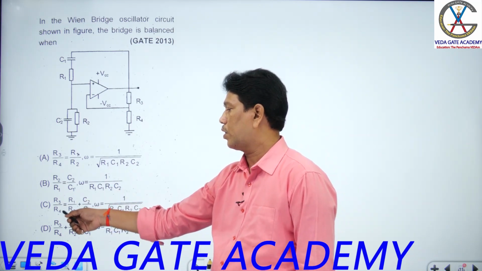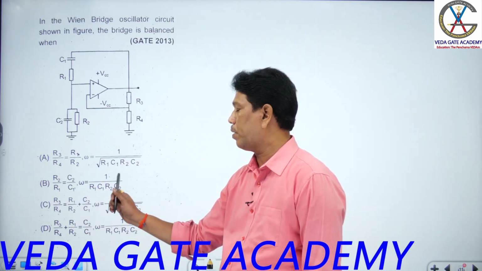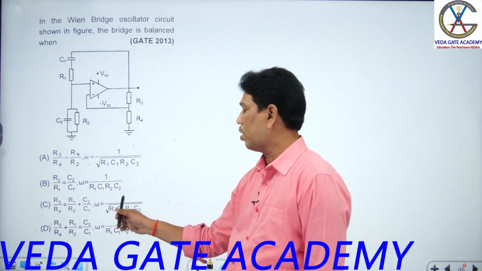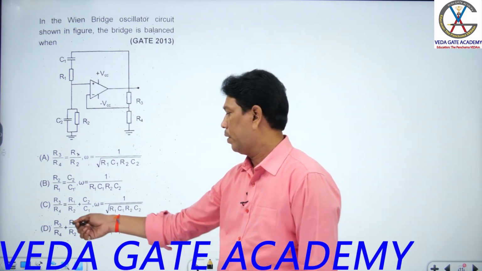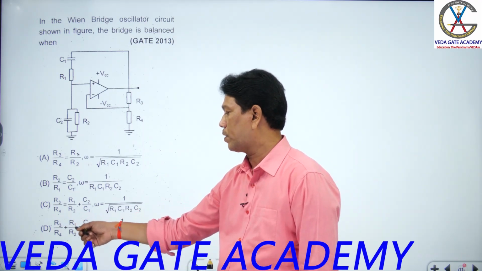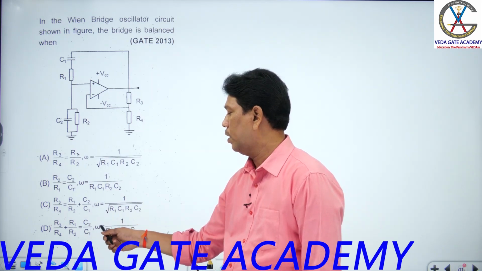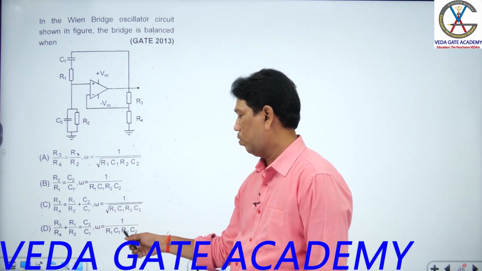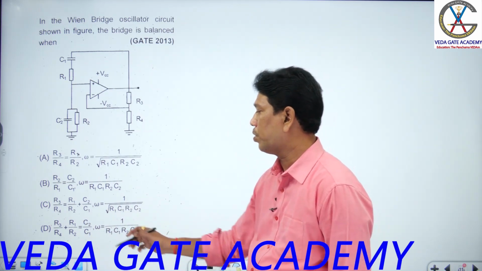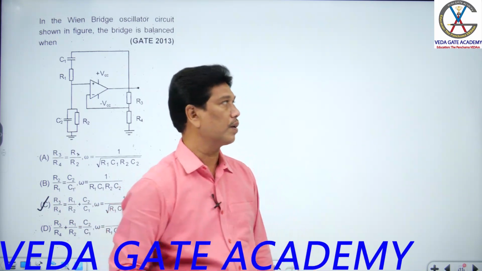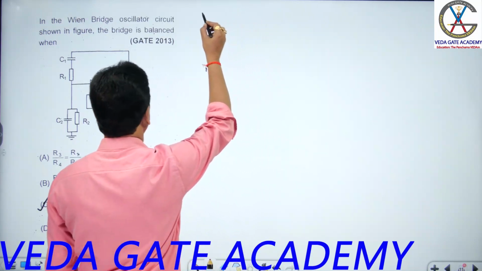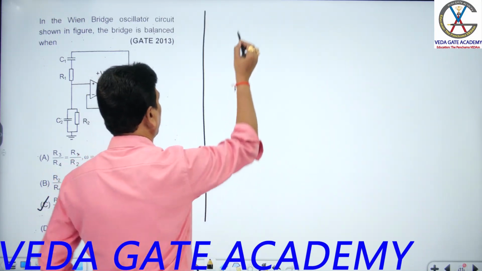C option: R3 by R4 equal to R1 by R2 plus C2 by C1, and omega equal to 1 by under root of R1 R2 C1 C2. Last option: R3 by R4 plus R1 by R2 equal to C2 by C1, and omega equal to 1 by R1 C1 R2 C2. So the correct option, I think, directly, is C. What is that one? It is a Wien-Bridge oscillator already; I derived that already.